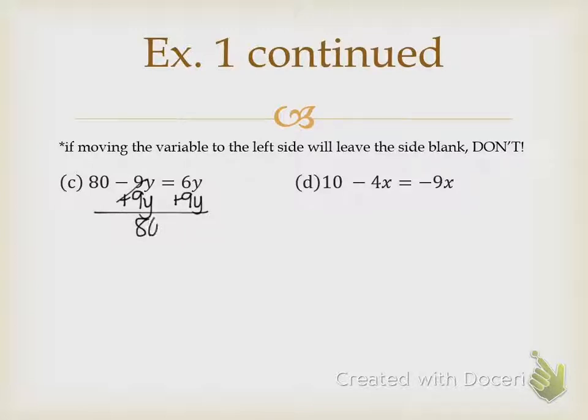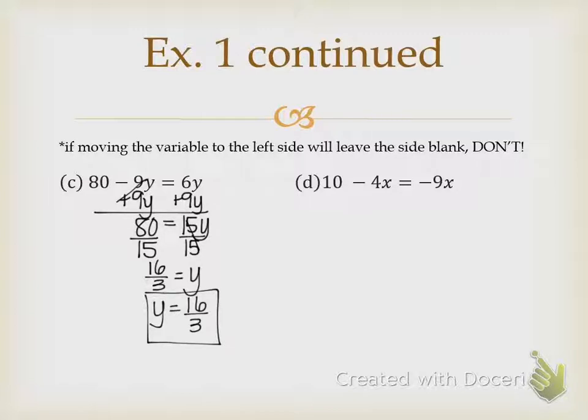80 equals 15y. How did you finish this? Divide both sides by 15. So y equals, what did this reduce to? 16 over 3. And say that again. What did 80 over 15 reduce to? 16 thirds. And remember, we want the variable first, so we just have to rewrite it as y equals 16 thirds.